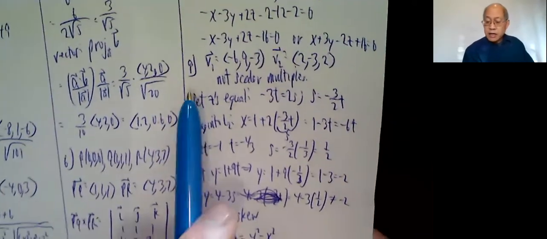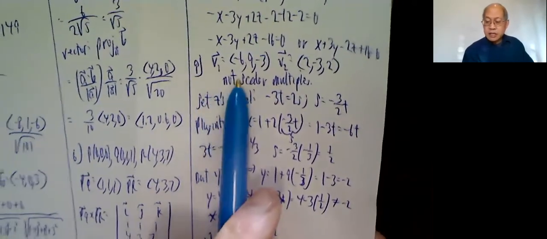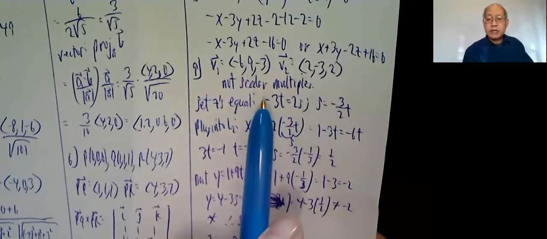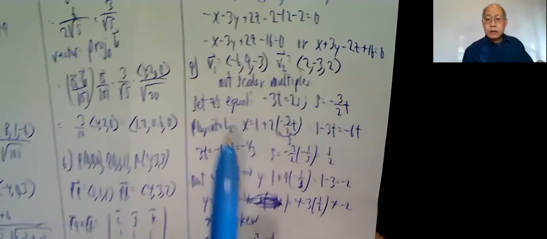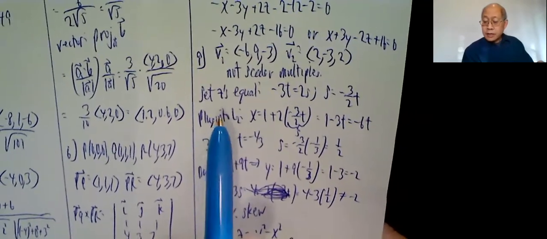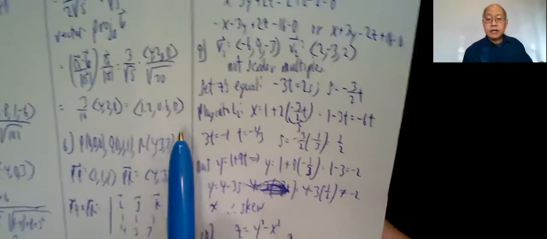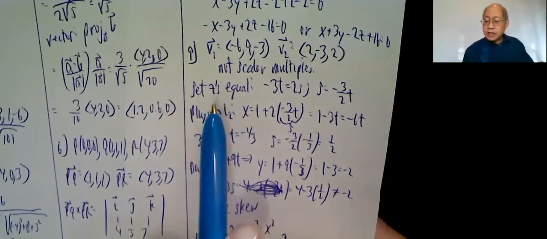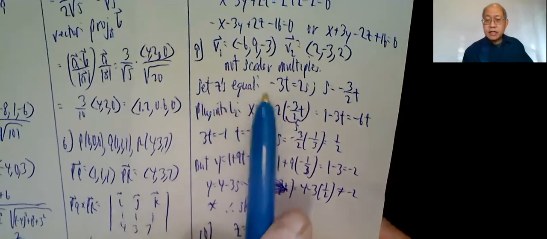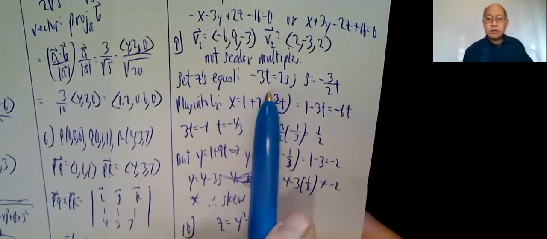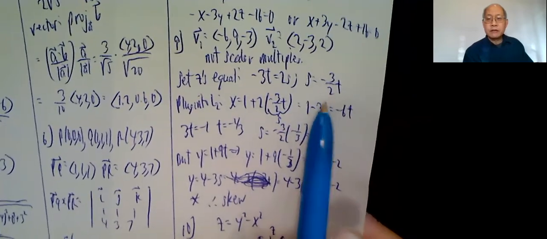Number 9, the direction vectors are -6, 9, -3, and 2, -3, 2. They're not scalar multiples of each other. Okay, so you have to find a t and an s which works for all three of them. In this particular case, you can't do that. So I set the z's equal to each other. That's the easiest. z is -3t. It's also 2s. So -3t equals 2s, which means s is -3/2 t.